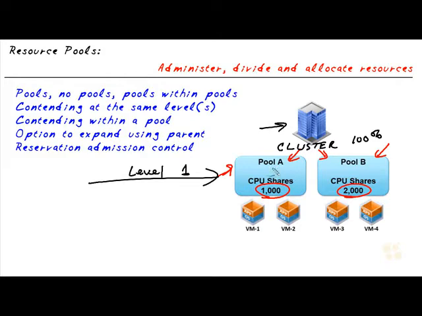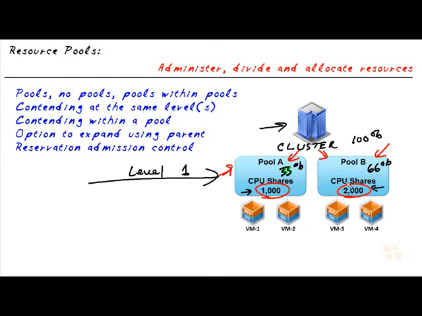So in this example, Pool A has been configured with 1,000 shares, and Pool B has been configured with 2,000 shares. If we look at this from the context of percentages, at level 1, Pool A would have roughly 33%, and Pool B would have roughly 66%. Because at level 1, there's a total of 3,000 shares, and Pool B has 2,000, Pool A has 1,000, and those are the respective percentages. And I did round a little bit. That'd be 33.3, and this would be 66.6.